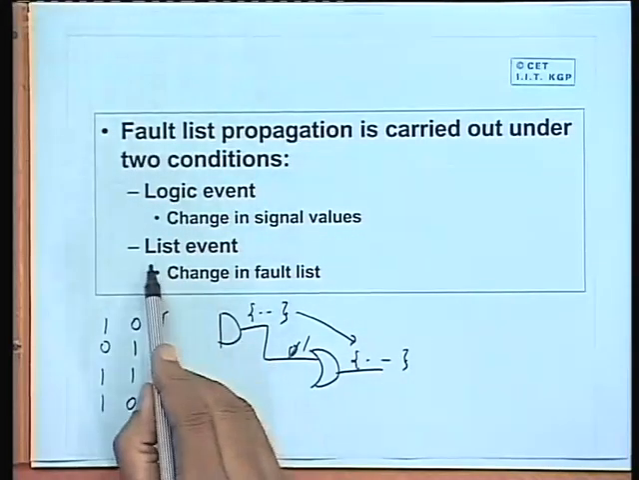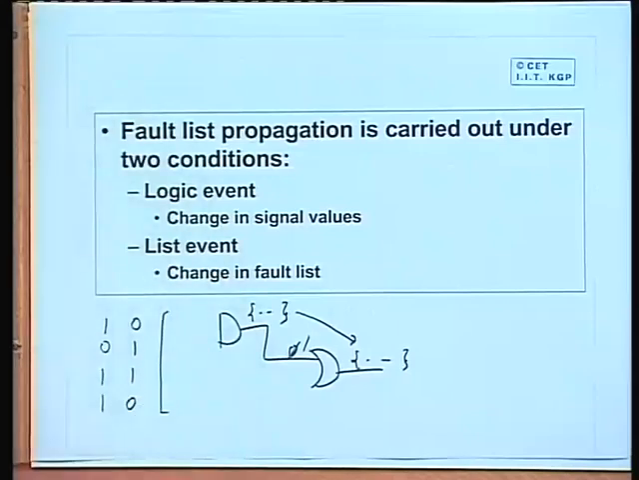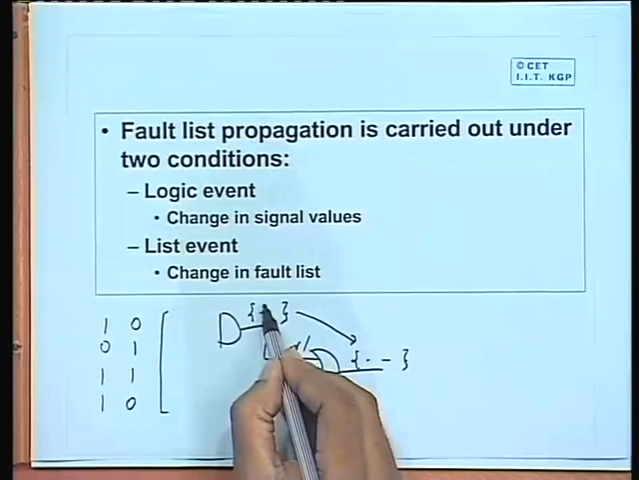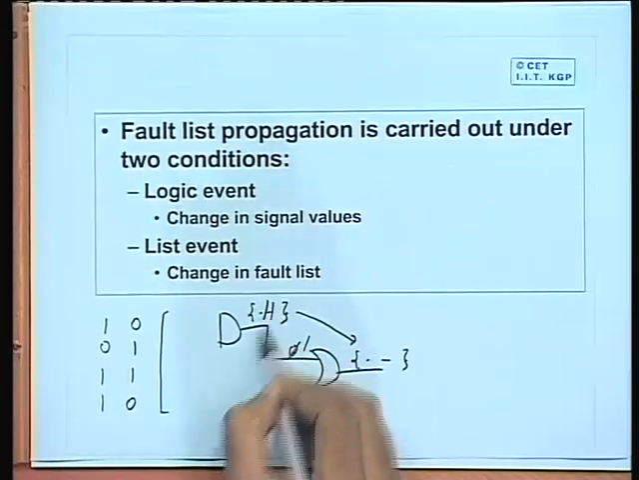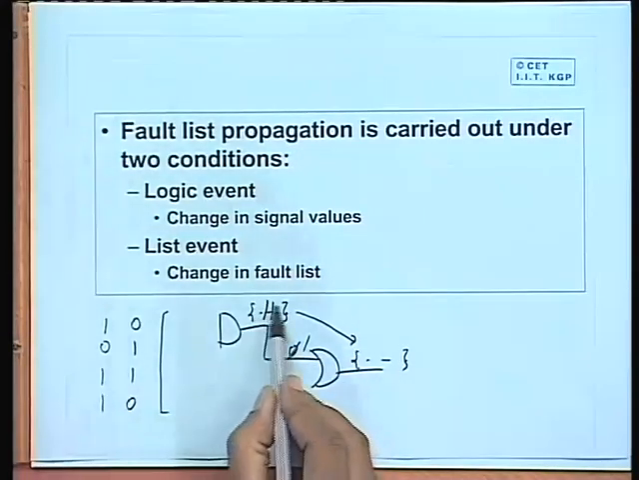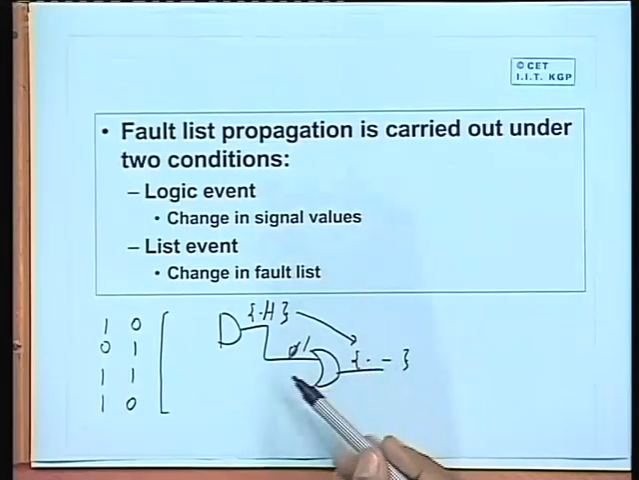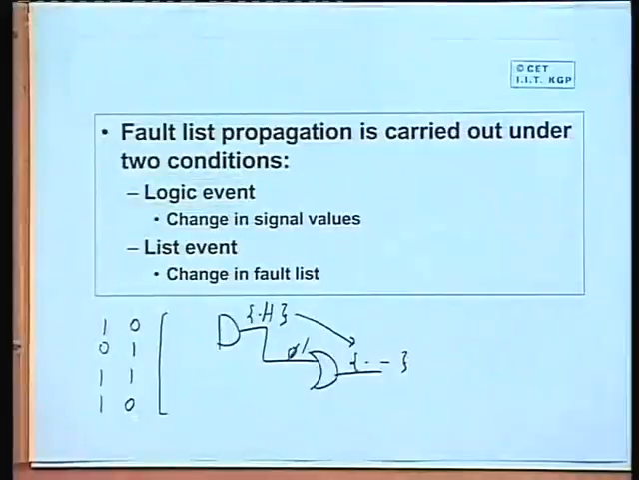Similarly, there is another kind of event called list event. This says if the fault list of the preceding gate here has some change, then possibly this fault list will also get changed. So, if either there is a logic event or there is a list event, you need to re-evaluate the fault list. Okay, now let us try to explain how this is done.